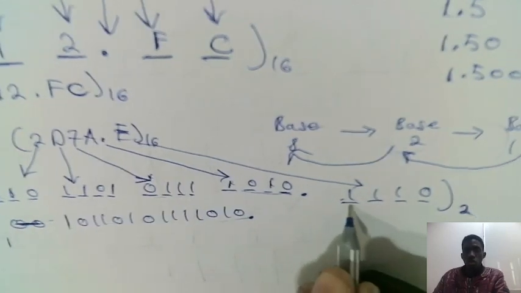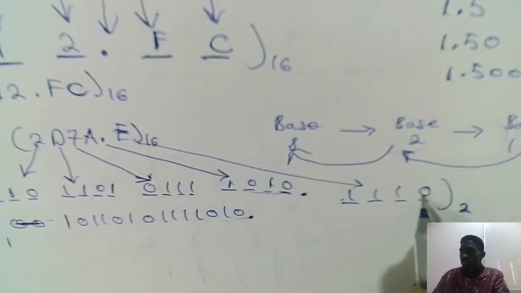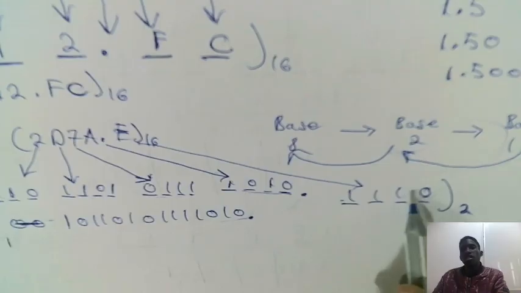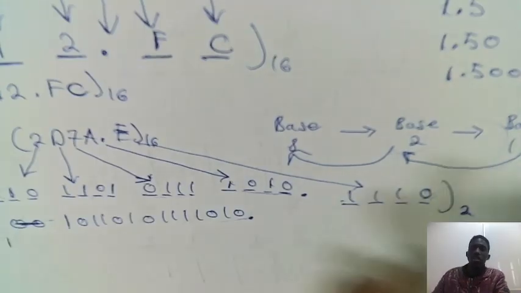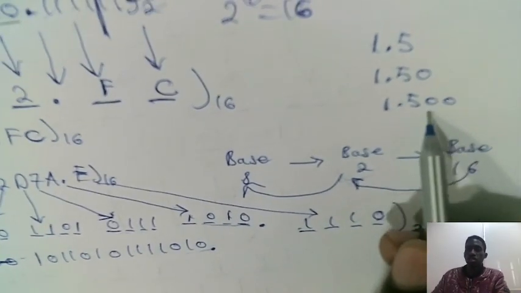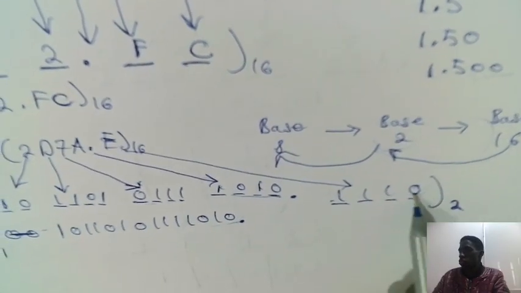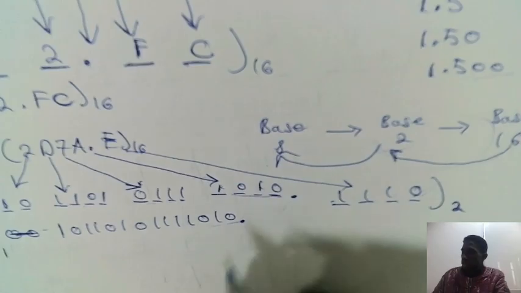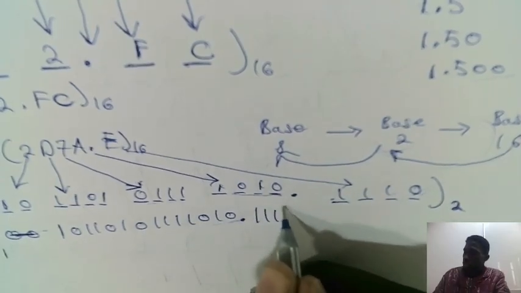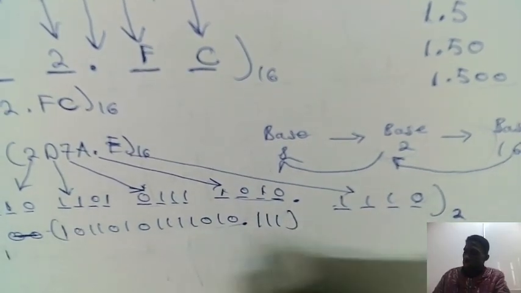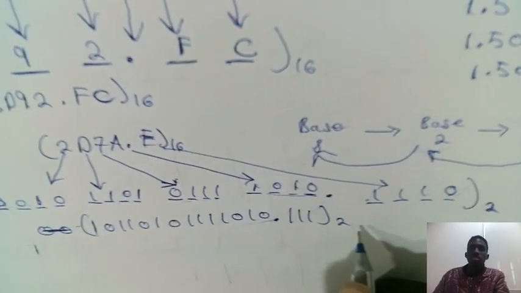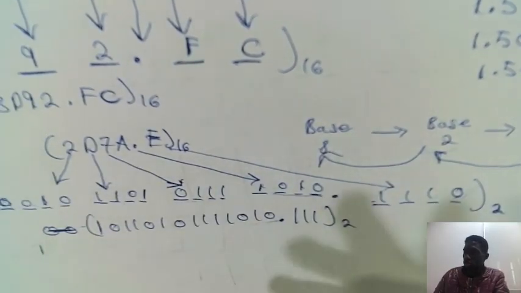The decimal point now comes in. We have 1110. We can omit the 0 here since it comes at the extreme end after the decimal point, just as 1.500 is the same as 1.5. So we can just write 111. This is base 2. Now our target base is base 8, so we're not done yet.